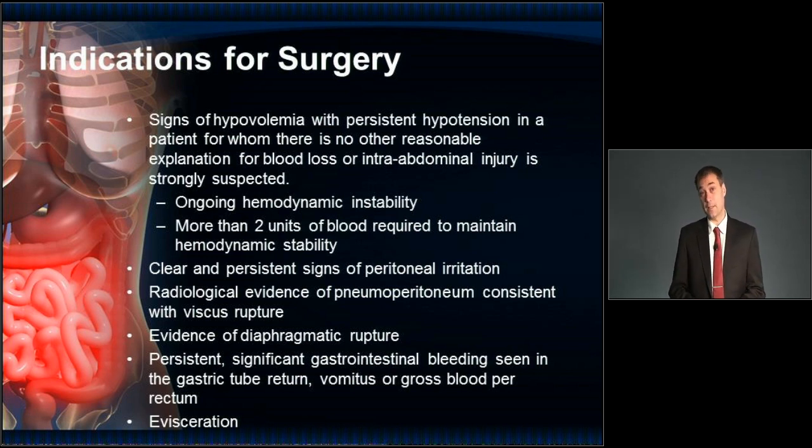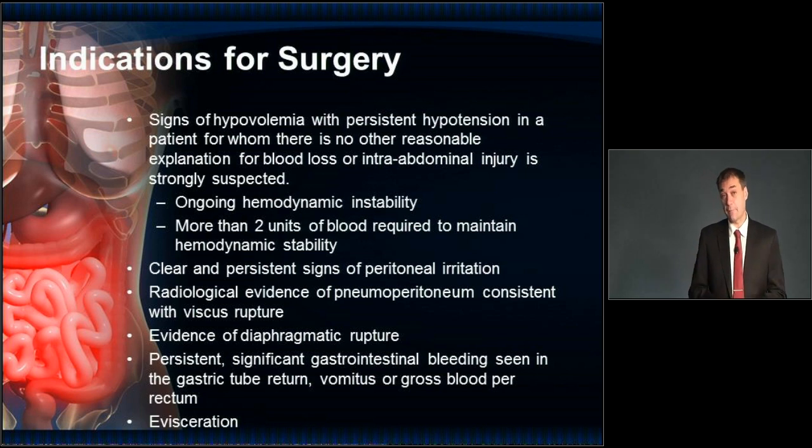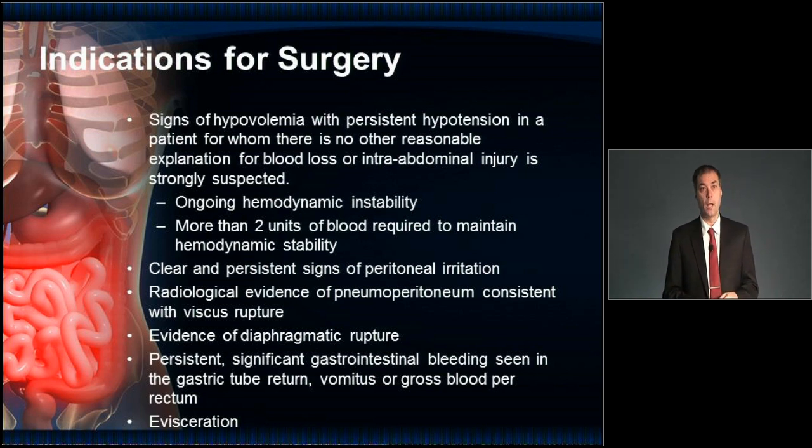Any clear signs of peritoneal irritation like rebound tenderness is an indication for surgery. Radiological evidence of pneumoperitoneum or free air in the abdomen, because that indicates a rupture of a hollow organ. Those aren't going to heal on their own. They're going to need surgical repair. Evidence of diaphragmatic ruptures will need the OR. Persistent, significant gastrointestinal bleeding seen in the gastric tube, return, vomitus, or gross blood per rectum, and then evisceration.